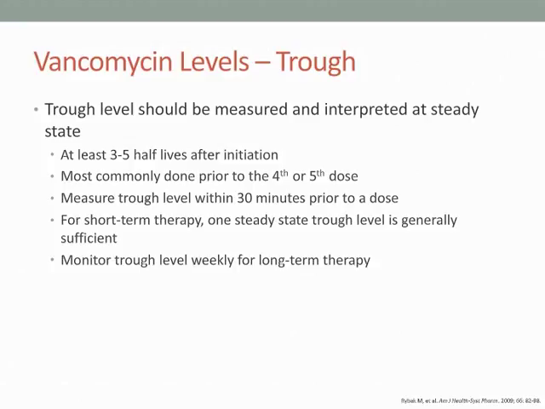So when would you want to obtain a trough level? This should always be done when the drug is at steady state, so a minimum of 3 to 5 half-lives after initiation. For vancomycin, this timing usually correlates to around the 4th or 5th dose. You'll want to obtain this level within 30 minutes or less prior to the next scheduled dose. For patients on short-term therapy, measurement of one trough level is usually sufficient. However, if the patient is to remain on extended therapy for more than 1 week, it is recommended to obtain a weekly level.